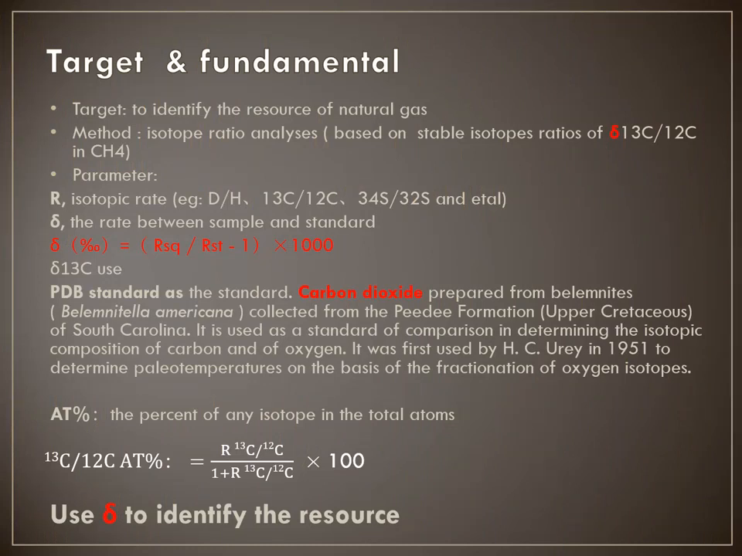The method we are using is to identify by the isotope rate analysis. In the analysis, we will have 3 parameters that will be given after your data was recorded. First is the isotopic rate. Second is the rate between the sample and the standards. The standard for carbon, we are using carbon dioxide as a standard. The third is the percentage of isotope in the total atoms.